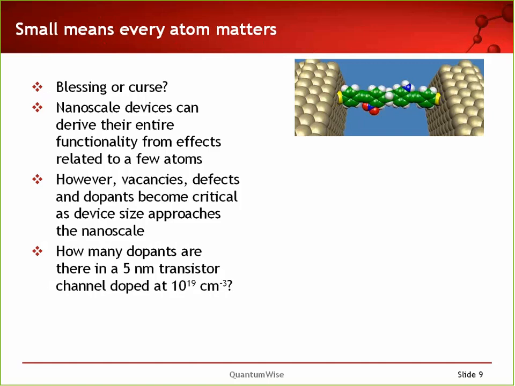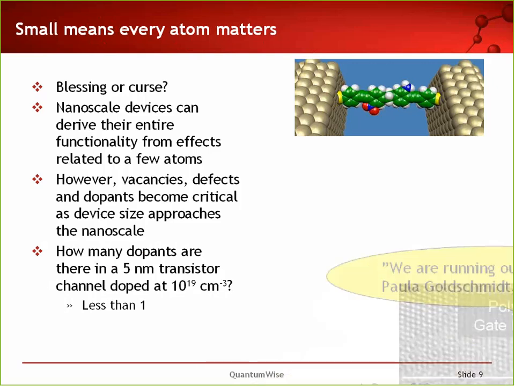And you may want to consider this question. How many dopants are there actually in a 5 nanometer transistor channel if we dope it at 10^19 per cubic centimeter? 5 nanometer transistor channels are supposed to come to the market around 2020. And if we just follow the traditional way of introducing free carriers in a semiconductor device, we should dope it. But in that transistor channel, there will be less than one. So statistically, you might have one, or you might not have one.